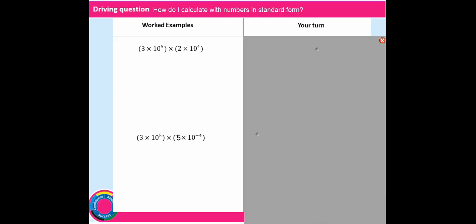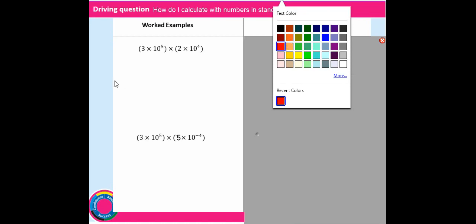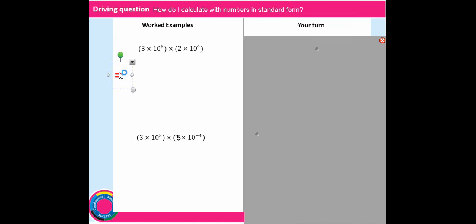Right, so how do we calculate with numbers in standard form? Take a look at this question. 3 multiplied by 10 to the power of 5 multiplied by 2 multiplied by 10 to the power of 4. This is what I'd like you to do for these questions. We're going to multiply the numbers, 3 multiplied by 2, and then multiply the powers, 10 to the power of 5, multiplied by 10 to the power of 4.